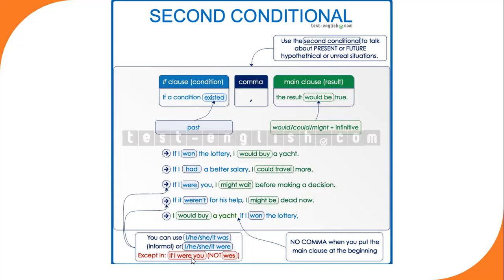We can use if I were you, I might wait in making a decision. Acá tenemos, if it weren't for this help, I might be dead now. Ok. Si no fuese por esta ayuda, estaría muerto ahora. I would buy a yacht if I won the lottery. Recordemos, la regla nos dice, si la oración empieza con if, lleva coma, ¿ok? Si no, si empieza con la cláusula principal, no incluimos la coma. No comma when you put the main clause at the beginning, ¿ok?